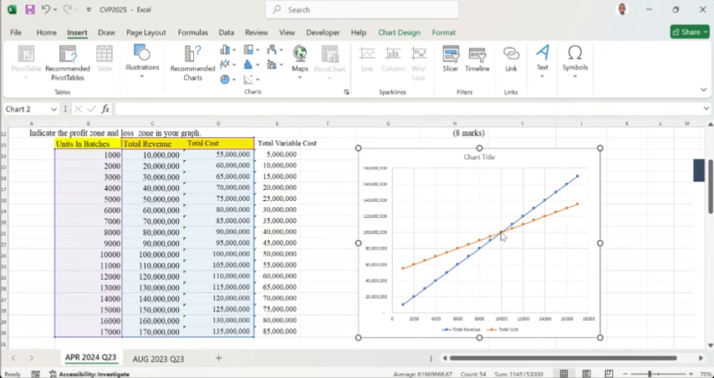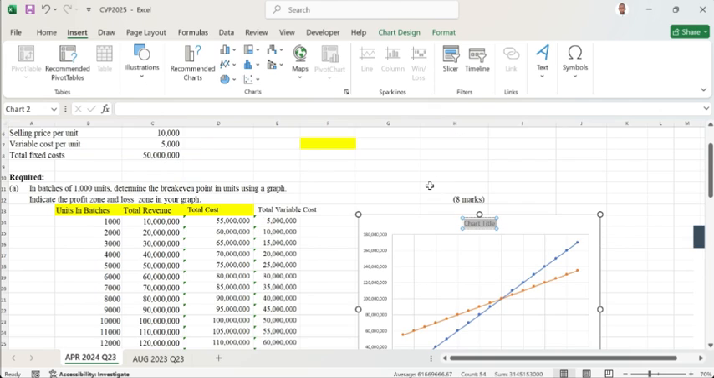Umeelewa hiyo? Yeah, so it should be, but we'll see what could have been the challenge. It should literally give you the whole thing. Now, that is what we were expected to have.